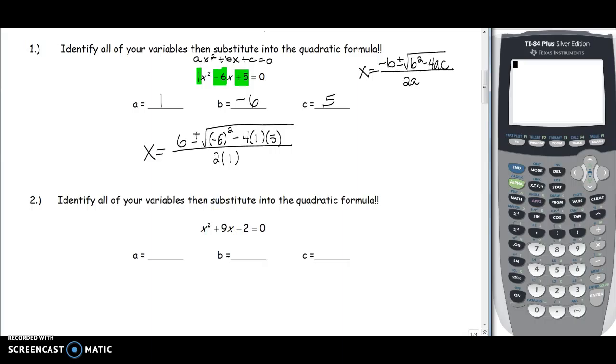Okay, so let's try another one. We're looking for a, b, and c. If they are in descending order, x squared, x, no variable, then all you do is just go right along the line. 1, positive 9, negative 2. So we're going to go back to this formula here again. X equals opposite of b. Since this time b is positive, it's going to be negative 9. Opposite of b, plus or minus square root of b squared, 9 squared, minus 4 times a times c. A is 1, c is negative 2. And this is all over 2a. So that's how we set it up.